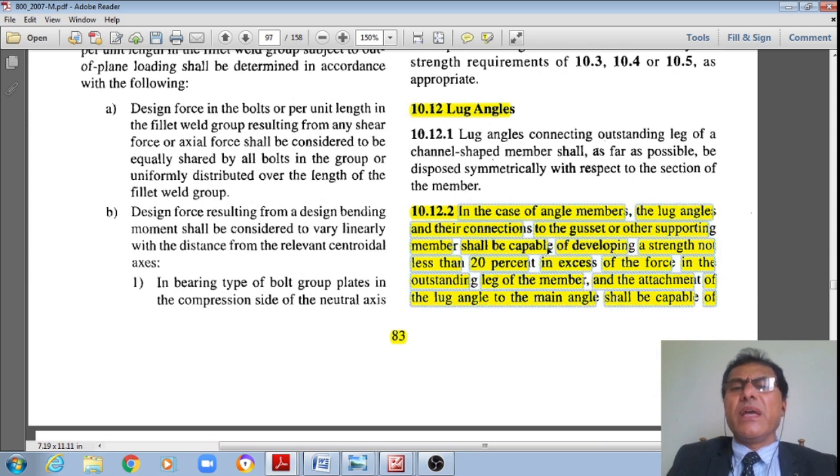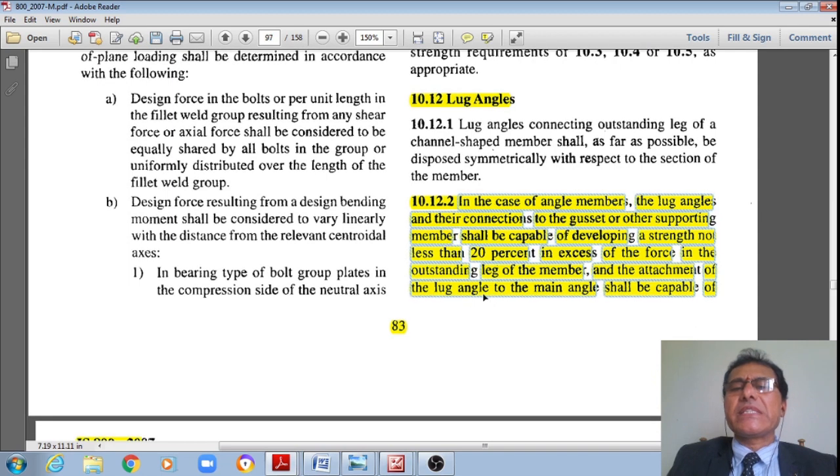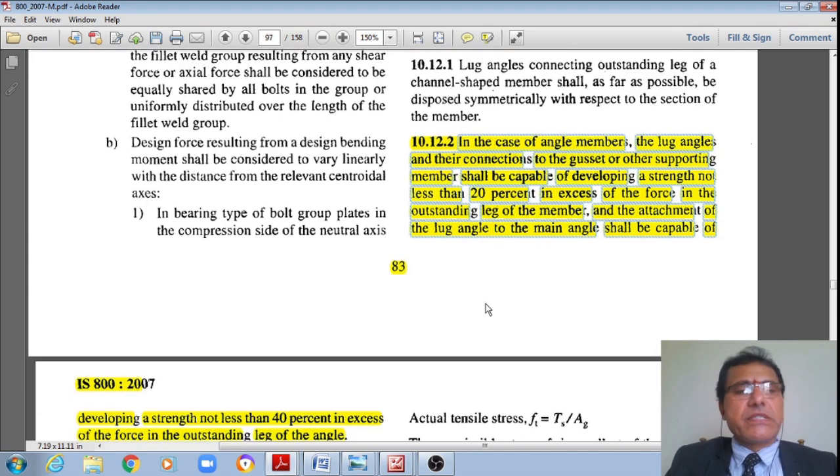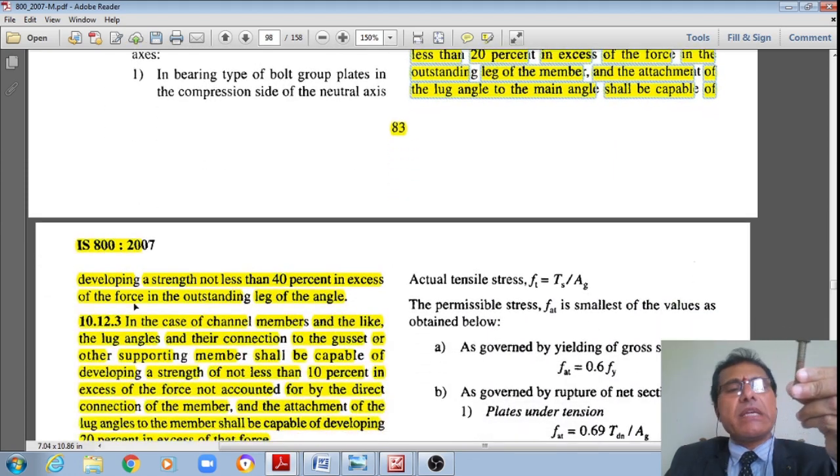Just now we have seen that in case of angle members, the angle and their connection to the gusset plate and supporting member shall be capable of developing a strength not less than 20% in excess of the force in the outstanding leg of the member. Also the attachments, meaning the bolts of the lug angle to the main angle, shall be capable of developing 40% excess of that force in the outstanding leg of this angle.